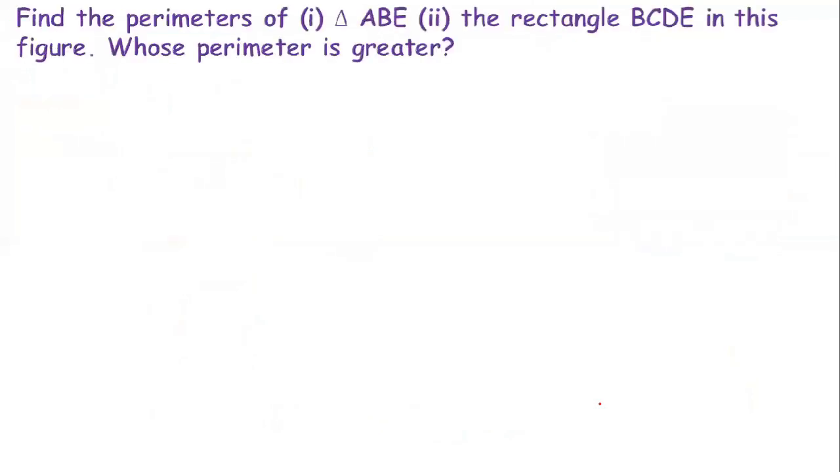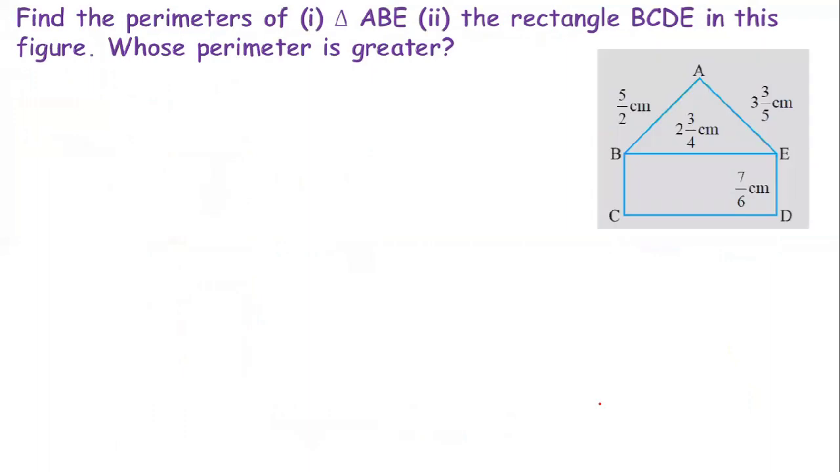Now find the perimeters of triangle ABE and triangle BCDE in this figure. Whose perimeter is greater? First you have to find the perimeter. Perimeter means the sum of the sides. First find the perimeter of triangle ABE.